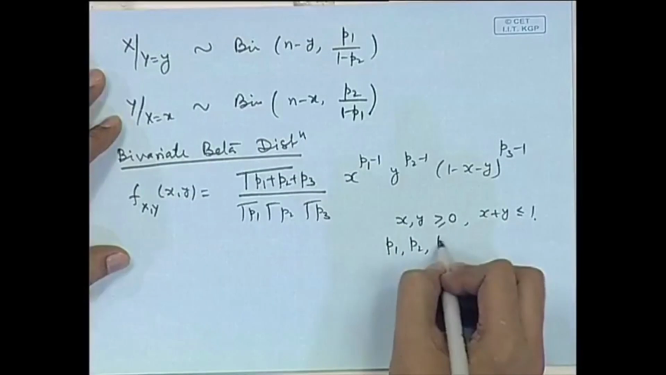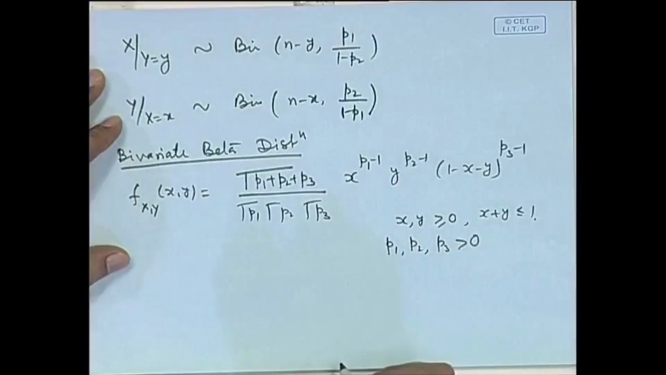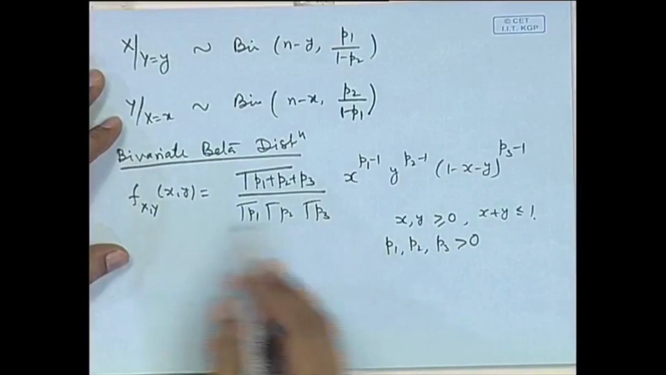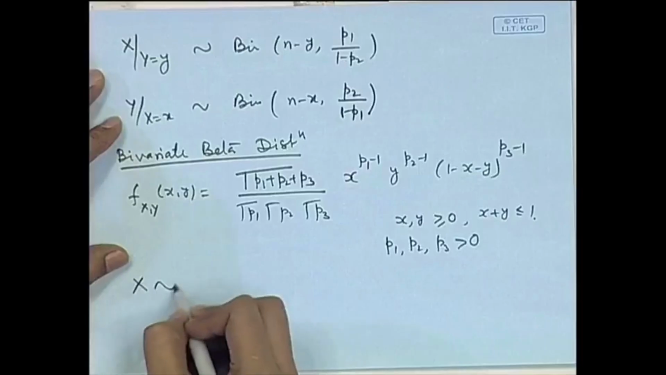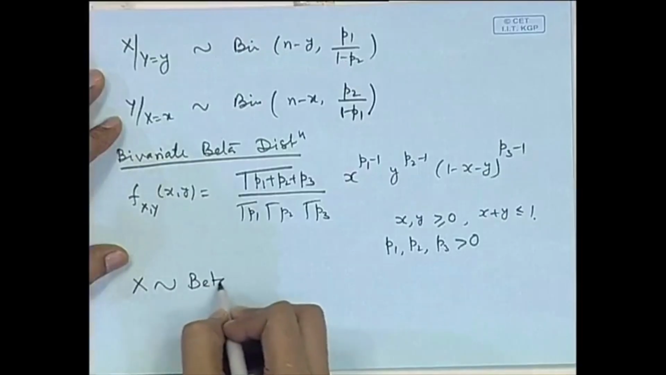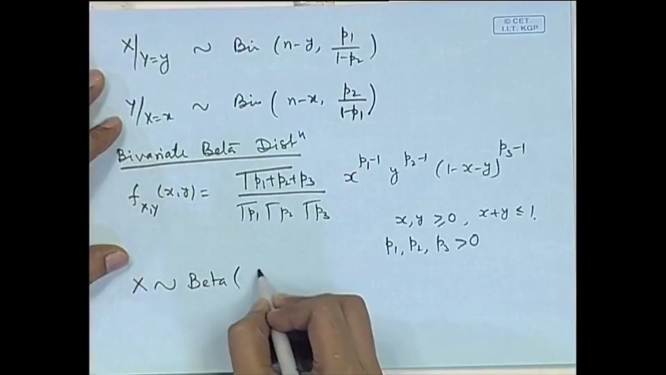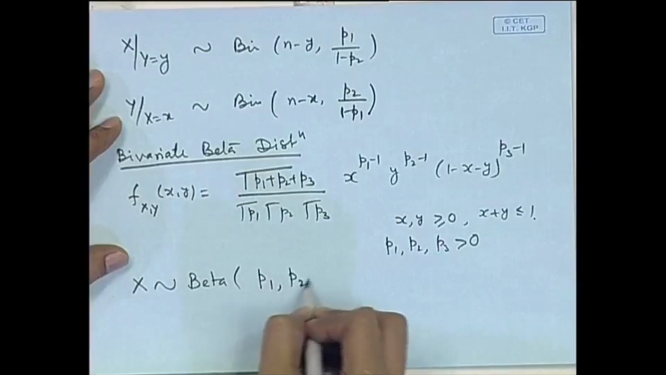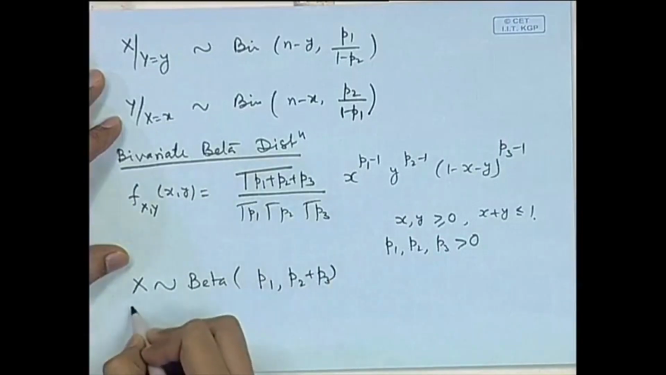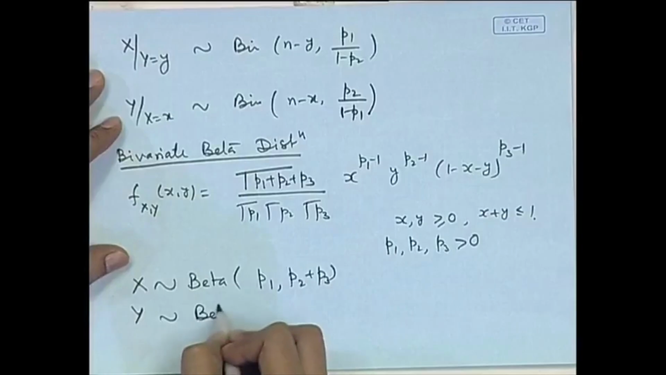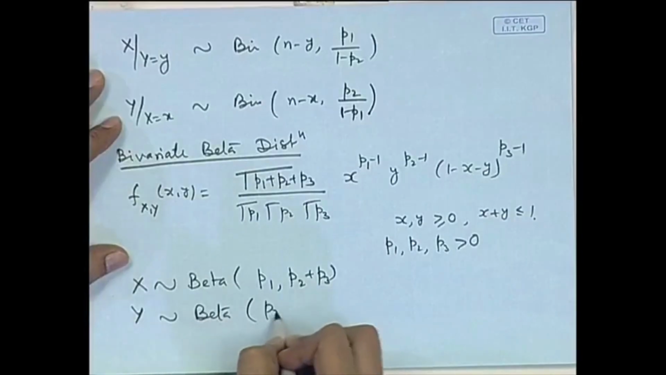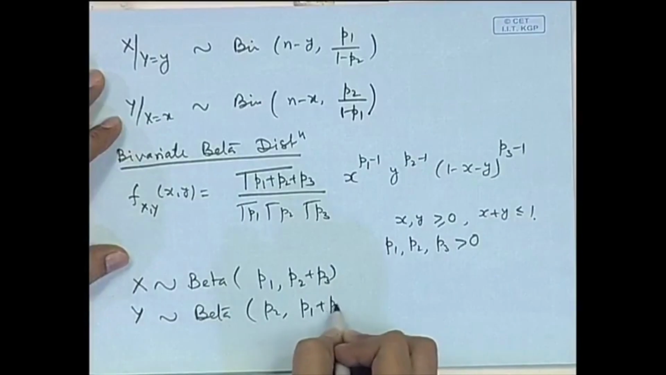p1, p2, p3 must be positive. Here we can see that the marginal distribution of x is beta with parameters p1 and p2 plus p3. In a similar way, the marginal distribution of y can be calculated. It is beta with parameters p2 and p1 plus p3.